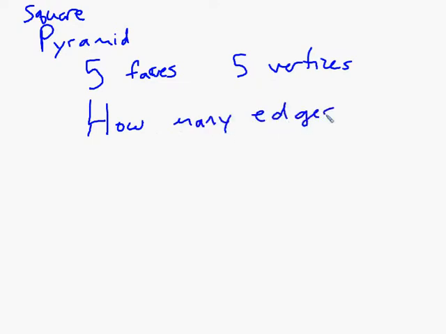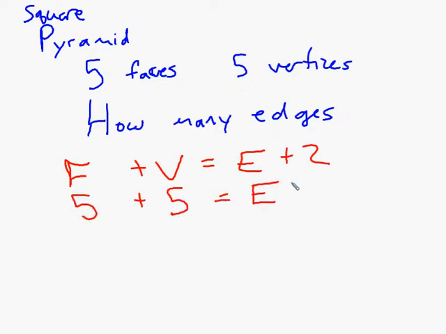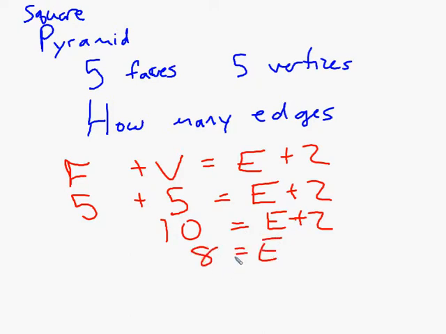Now, you could, of course, draw this and figure it out that way. But maybe we don't want to draw because we're not good at it. So we'll use Euler's formula. Faces plus vertices equals edges plus 2. So we have 5 faces plus 5 vertices must equal the number of edges plus 2. So we have 10 equals edges plus 2. Subtract the 2. 8 is the number of edges that we should have. This is going back to pre-algebra. So, pretty simple. Using Euler's formula should be pretty simple. But let's verify that with a drawing.